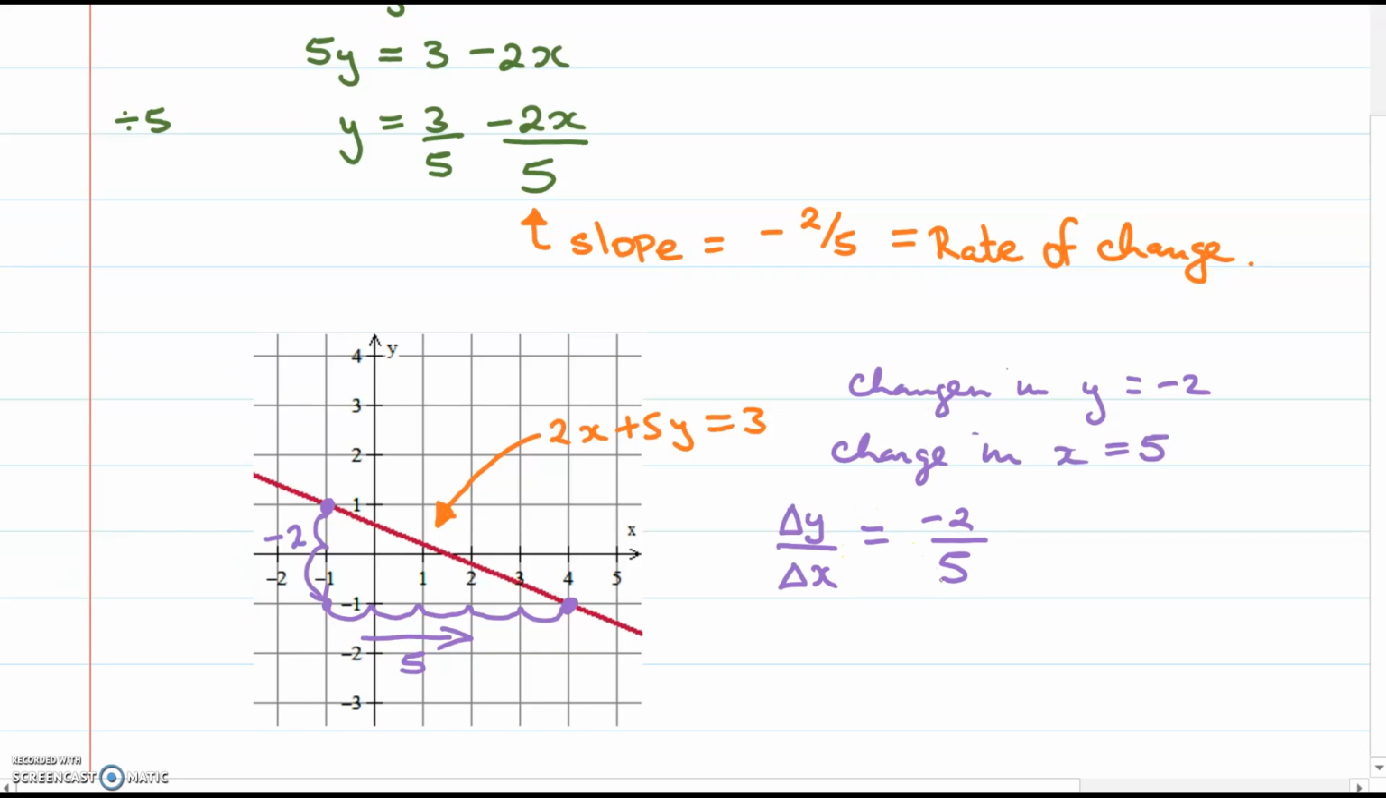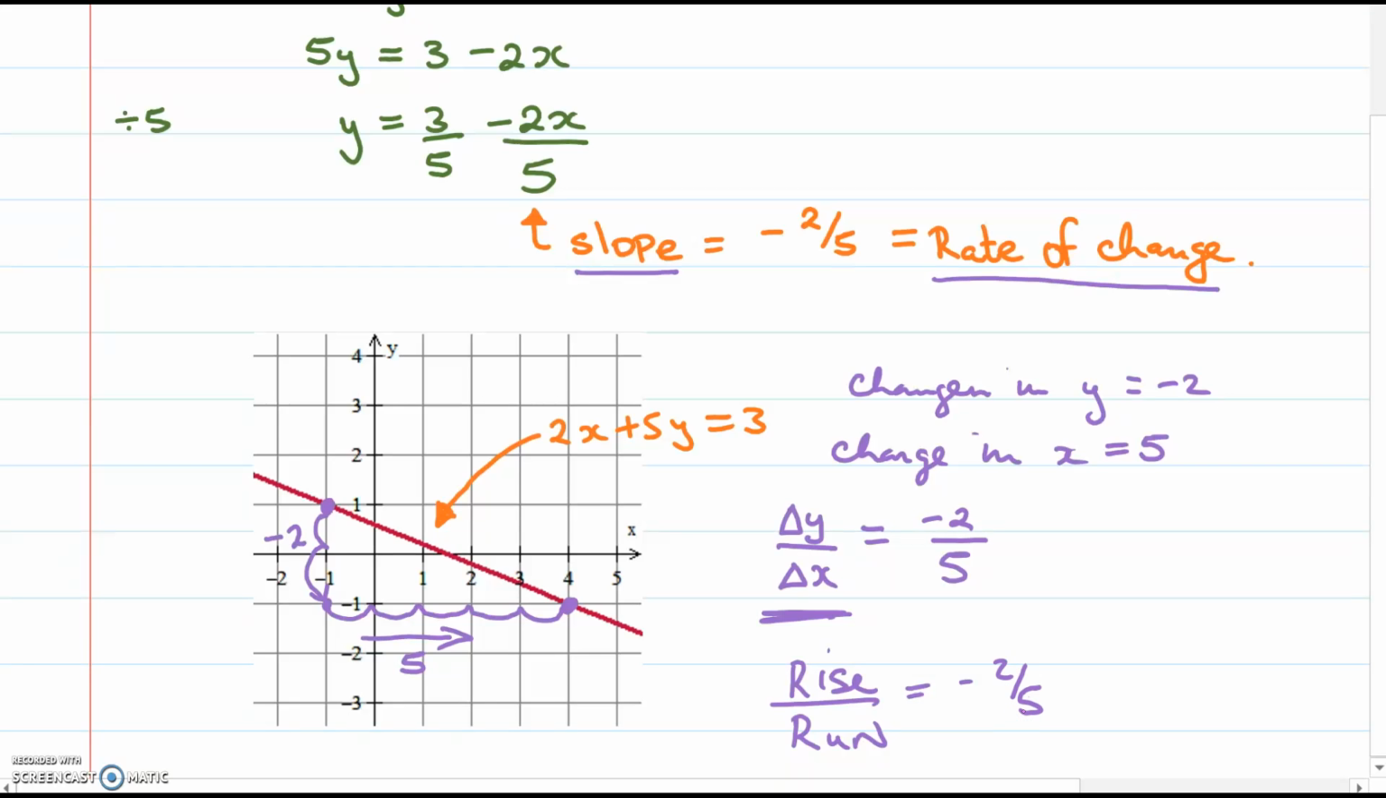So look at all those different expressions. We have slope, we have rate of change, we have delta y over delta x, and that's also the same as rise over run. So lots and lots of different ways of talking about the same thing. Negative 2 over 5. All different ways of talking about the same thing.